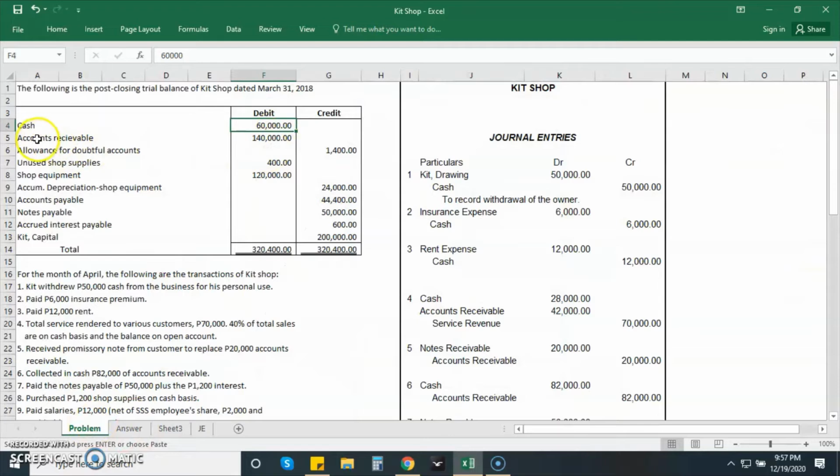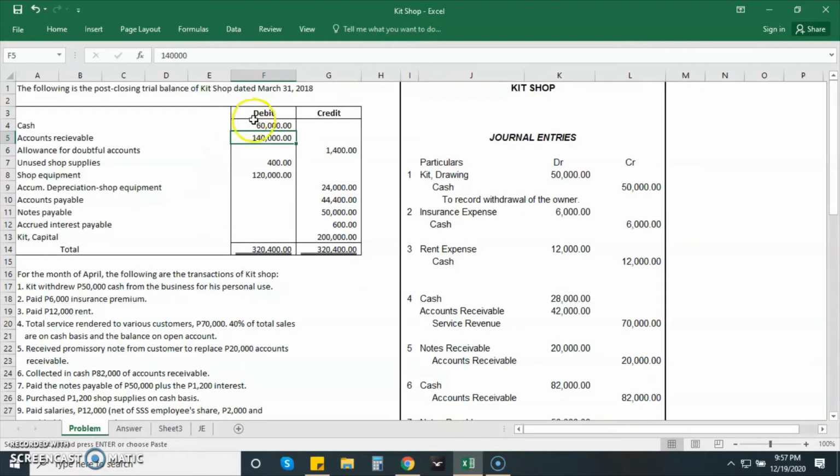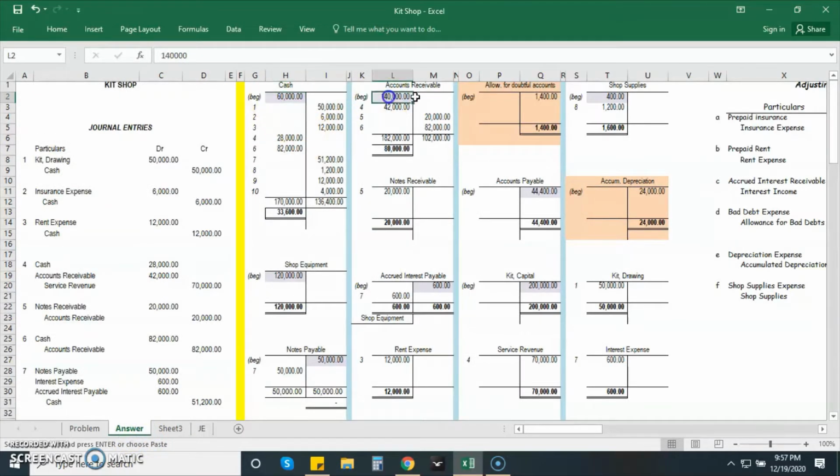Okay? Next, you have accounts receivable. This is the balance as of March, but pagdating sa April, magiging beginning balances mo yan. And it's the same to all other account titles remaining dun sa post-closing trial balance ni March. Okay. So, yan ang magiging beginning balances ng mga account titles na ito. Okay. So, next, what we are going to do now is to post yung journal entries ng April. Remember, this is April.